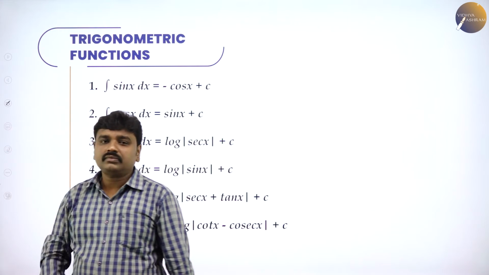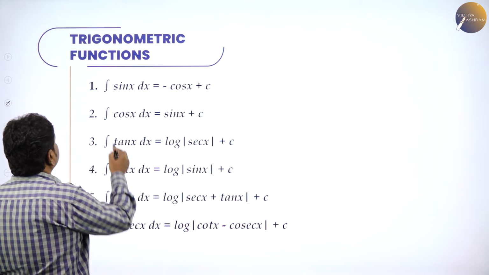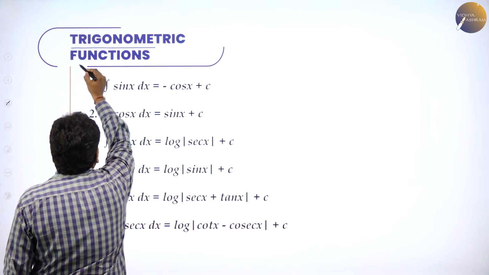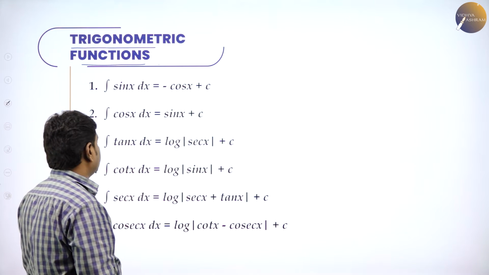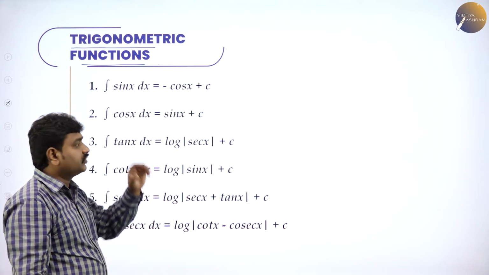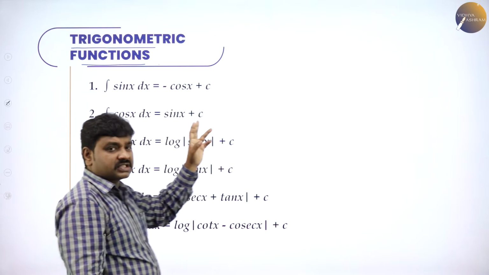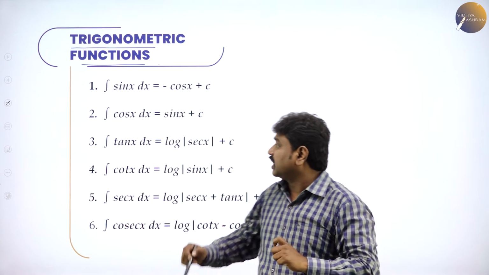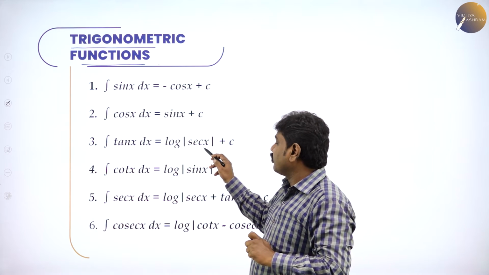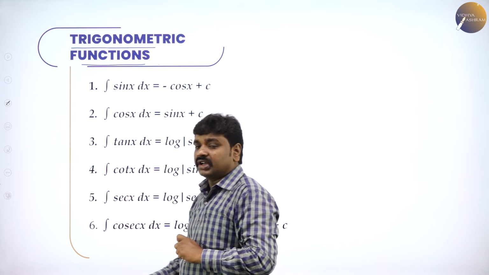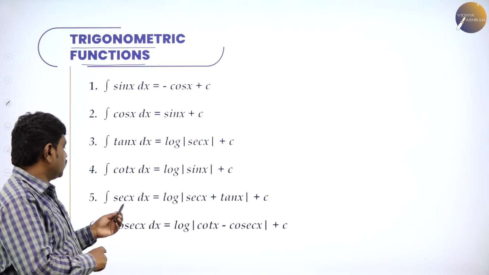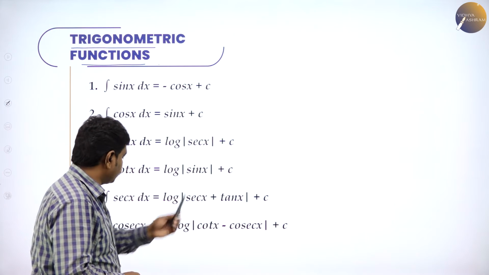Then we'll go to trigonometric functions. So what are the trigonometric functions we have? Sine, cos, tan, secant, cosecant, cot. Integration of sin x is minus cos x plus c. Integration of cos x is sin x plus c. Integration of tan x is log of mod secant x plus c. Integration of cot x is log of mod sin x. Integration of secant x is log of mod secant x plus tan x plus c.